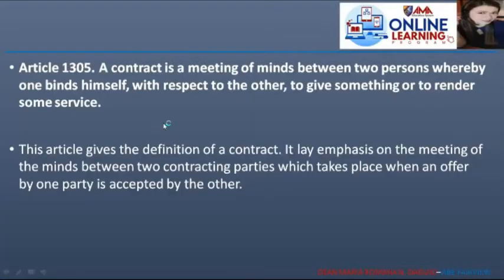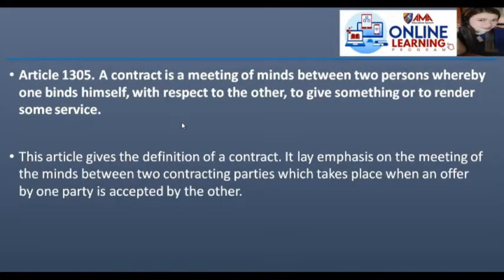Unlike in obligations, class, where only one party is bound to conform, that is the debtor, and the role of the creditor there is to demand from the debtor the performance of the prestation. So here, meeting of minds, meaning, say, A and B agreed on something. We expect, class, that not only A will follow the stipulations of the contract, but B as well. So that's why this is a meeting of minds between two persons. So this article gives the definition of a contract.